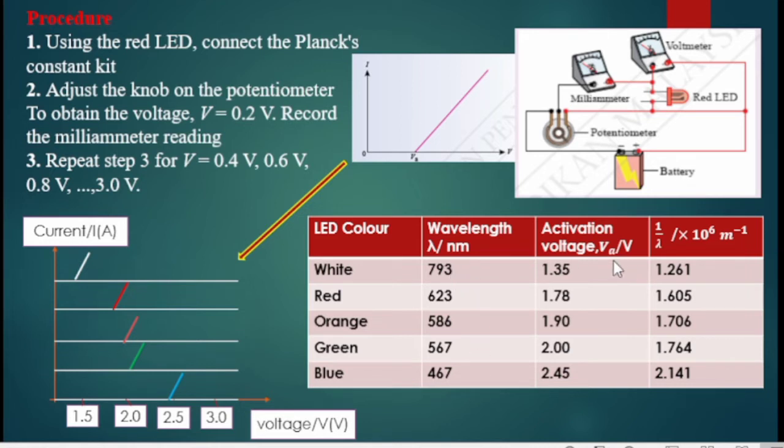The turn-on voltage for the blue color is about 2.5 volt. For green color it is 2.00 volt, for orange color 1.90 volt, for red color 1.78 volt, and for white color 1.35 volt. From the value of 1 over lambda, the reciprocal of the wavelength calculated, and the value of activation voltage, we can plot a graph of turn-on voltage against 1 over lambda.